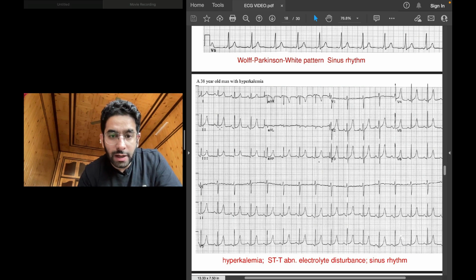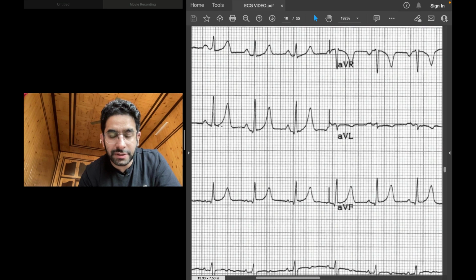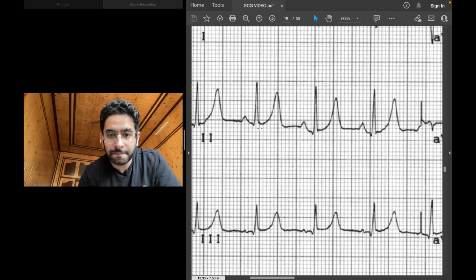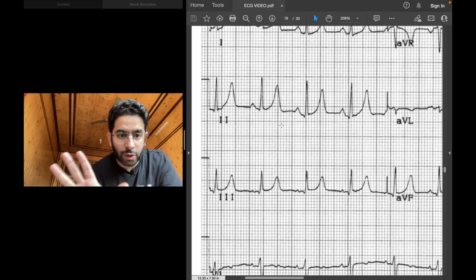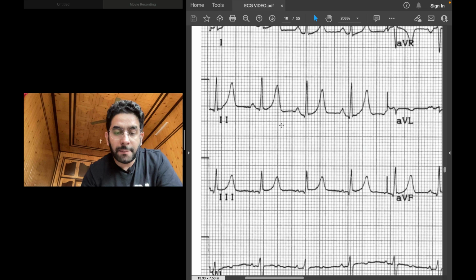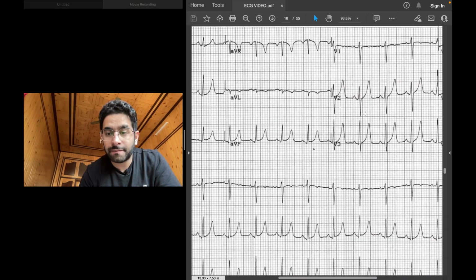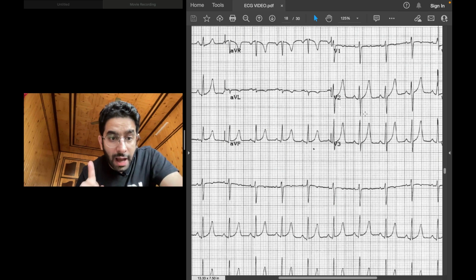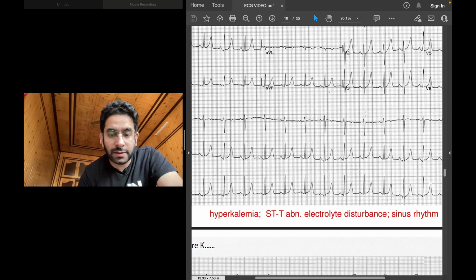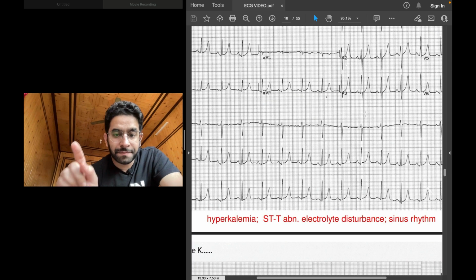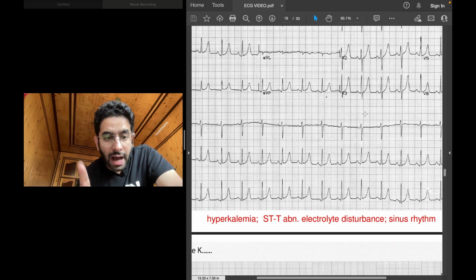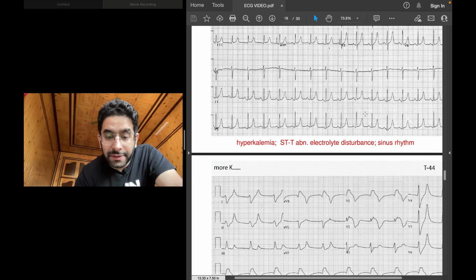Do you see these tall, extreme, tented, peaked T waves? Look at the shape of this T wave. It's tall, it's peaked, it's tented, a hyperacute T wave. I've shown you one more similar T wave in a very early STEMI. But an important point to know is that these hyperacute tall T waves can also be found in hyperkalemia. So the reason I'm showing you this ECG is that hyperacute T waves are present in hyperkalemia.